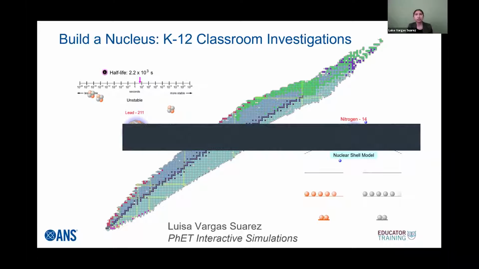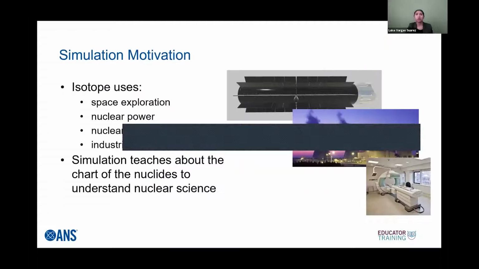So what this simulation does is it dives deep into the inner workings of the nucleus, and it teaches fundamental nuclear science concepts to understand the chart of the nuclides, which is this colorful table here in the middle. As we know, it's a table of all the isotopes in all the world. And as we know, isotopes are very useful in today's society. They are used in space exploration, in nuclear power, in cancer treatment, and other medical applications. And these are just a few examples.